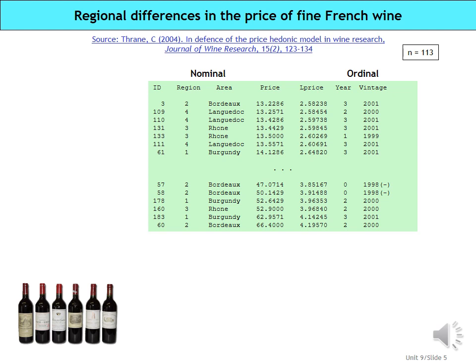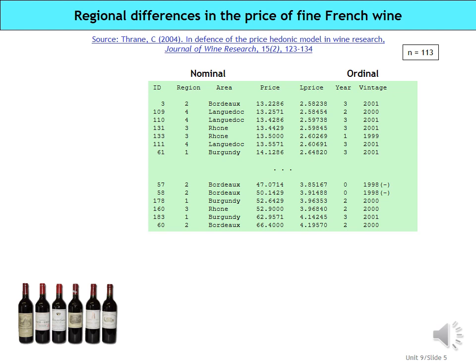We're going to have a data set now with both nominal and ordinal variables, and we're going to try to put them into models and see what happens when we put those variables into the regression models. This new data set is about wine. There's a Journal of Wine Research. Isn't that fun? The Journal of Wine Research.